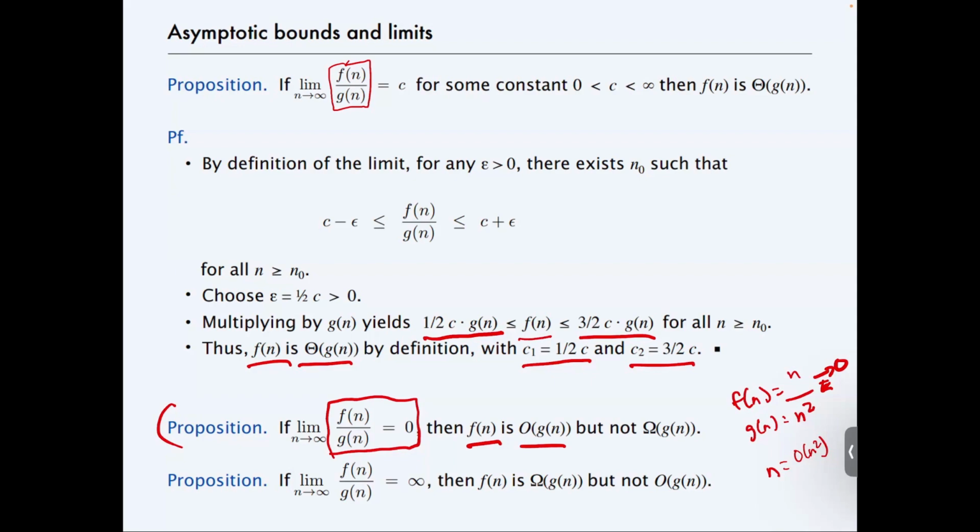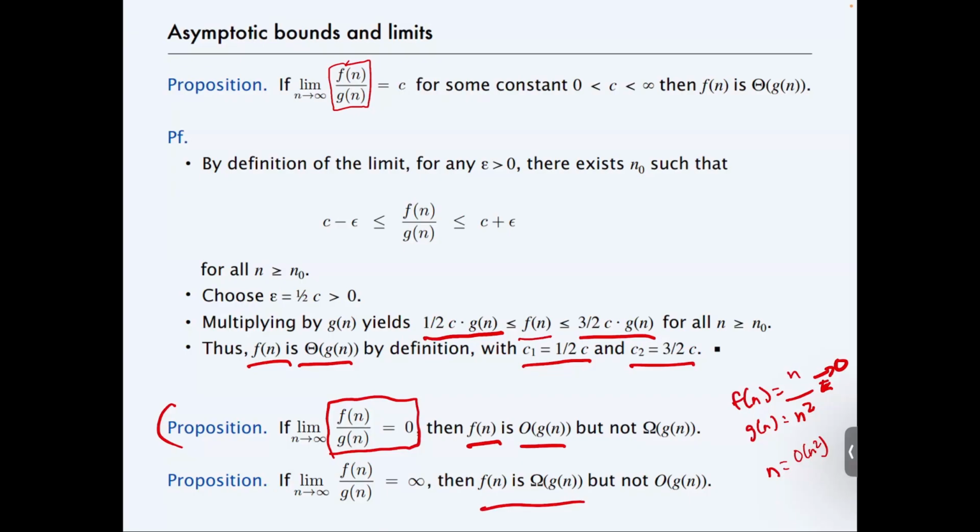Finally, the last proposition says that if the limit of f of n over g of n equals infinity, then the numerator dominates the denominator. So f of n is growing much faster than g of n. What that means is that f of n is omega of g of n, but it's not big O of g of n.